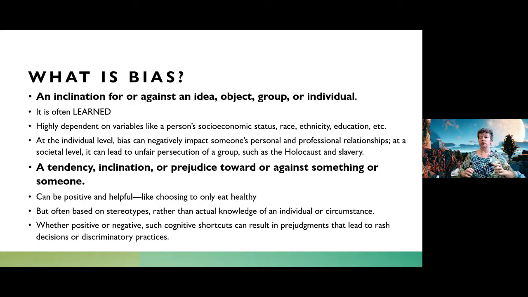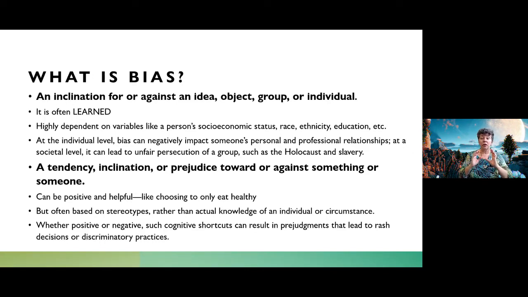So now let's go to our third topic. And our third topic is bias, okay? Bias then is an active, not necessarily a conscious, but an active inclination for or against some idea or object or group or individual. Now notice this is really broad, okay?